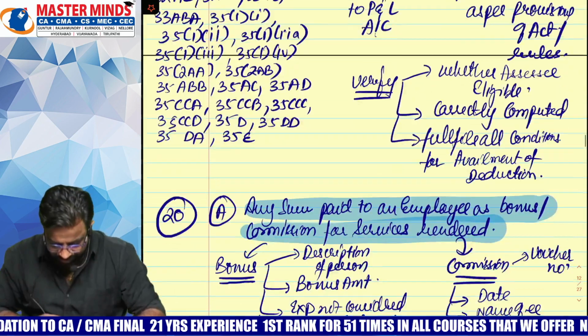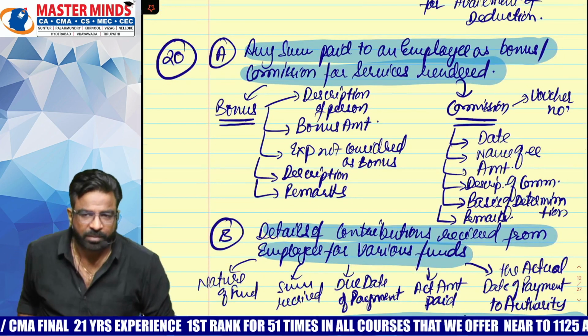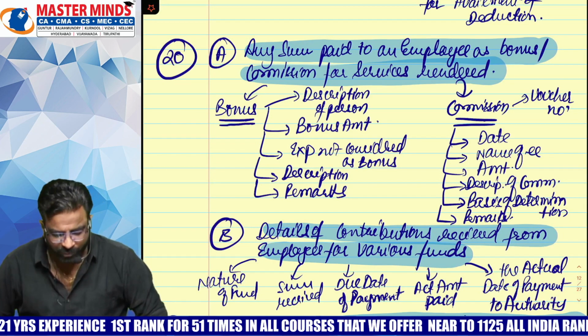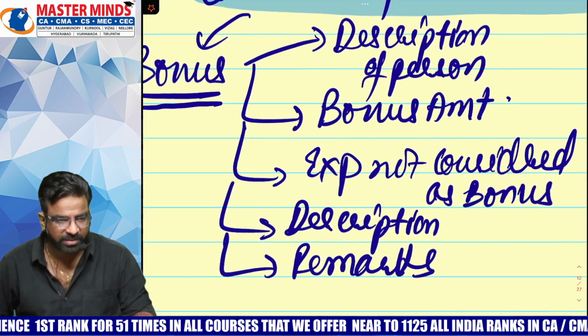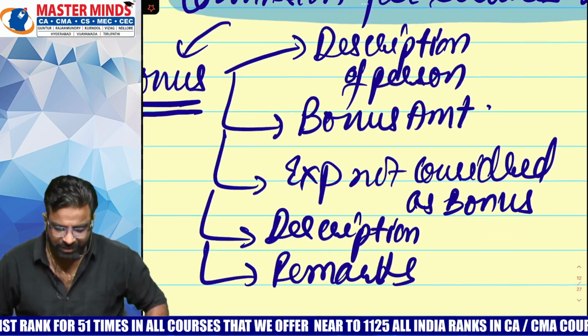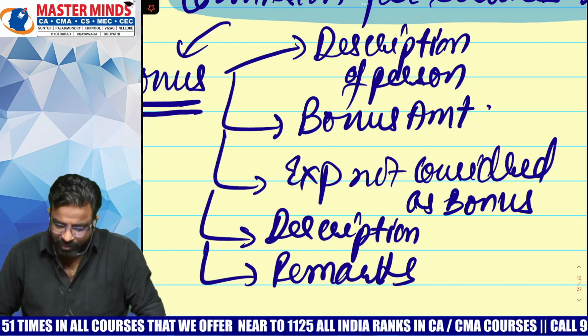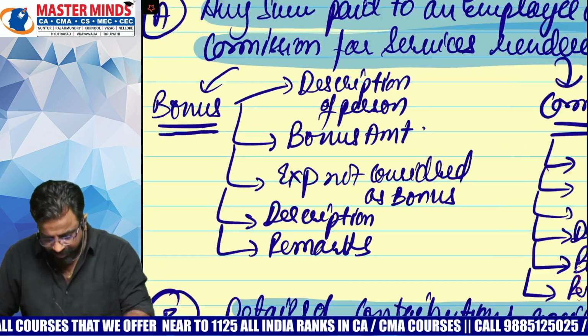चलो 20 करेंगे फिर. Now any sum paid to an employee in the form of what? Bonus or commission for the services rendered. अगर आपने उन्हें बोनस पे किया, if you have paid any bonus to your employee, these are the 5 things you have to check. What are the 5 things you have to check? Description of person, bonus amount, expenditure not considered as bonus, description and your what? Remarks.